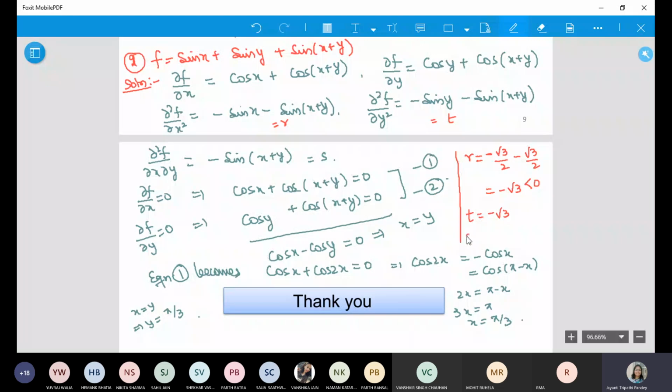Now what will be s? S is sine minus sine 2 pi by 3. So minus sine 2 pi by 3, same as minus sine pi by 3. So minus root 3 by 2. Is this fine or not? The calculation of r, s and t is understood?